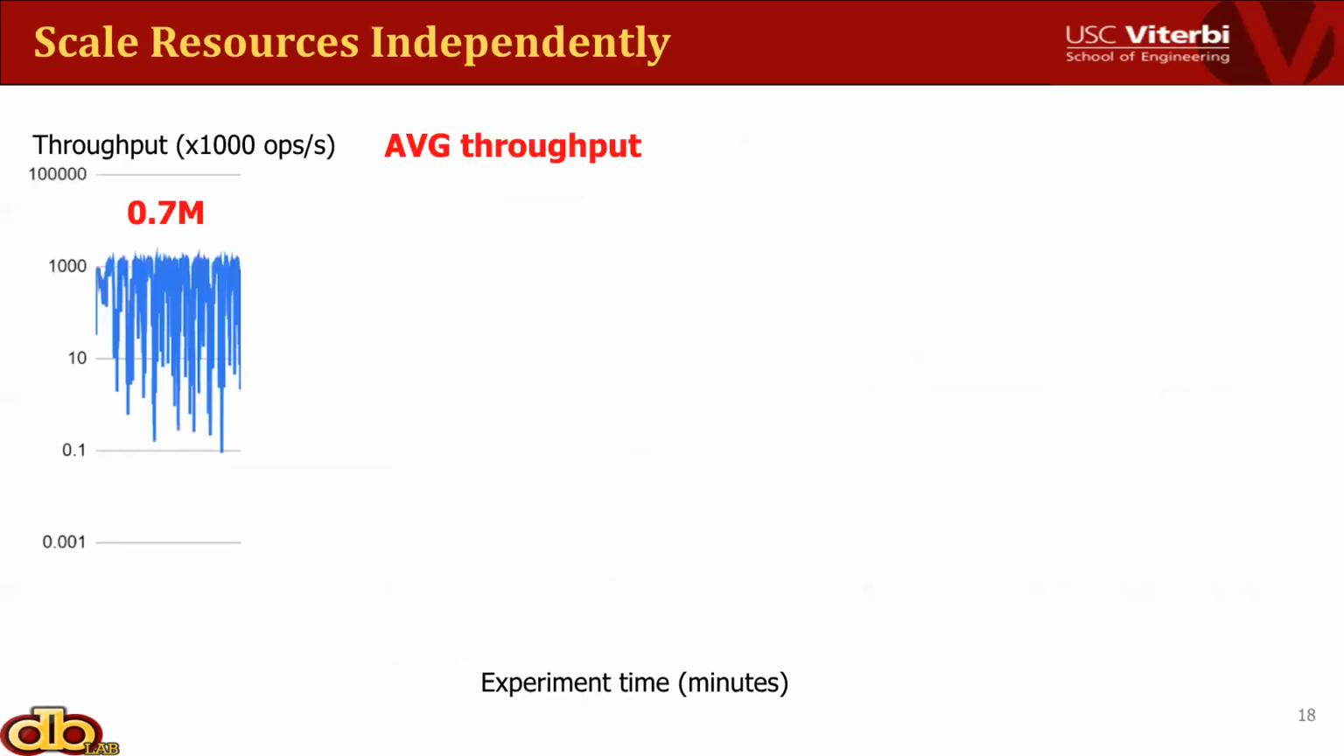Nova LSM scales its components independently. This figure shows the throughput of a configuration consisting of 3 LTCs and 3 storage components as a function of time on the x-axis. Note that the reported throughput on the y-axis is a log scale. It varies greatly due to write stalls. The figure also shows the average throughput in red inside the figure.